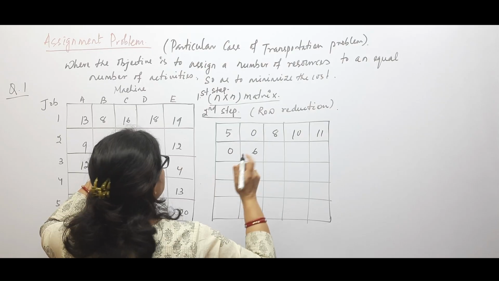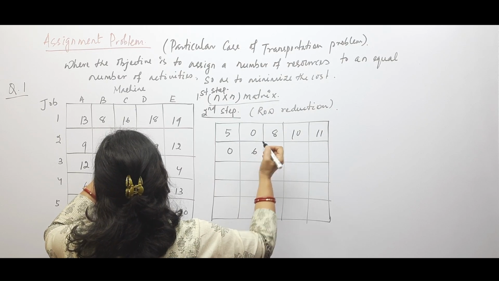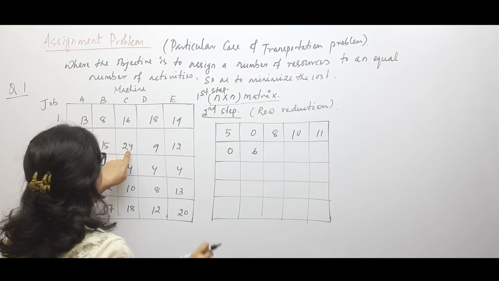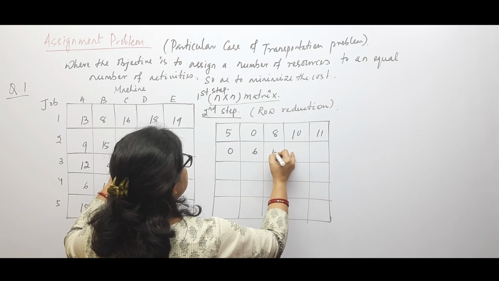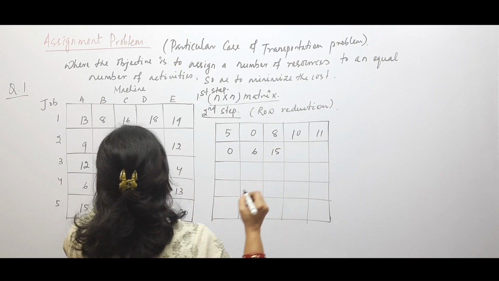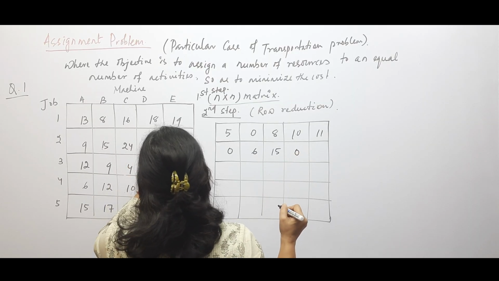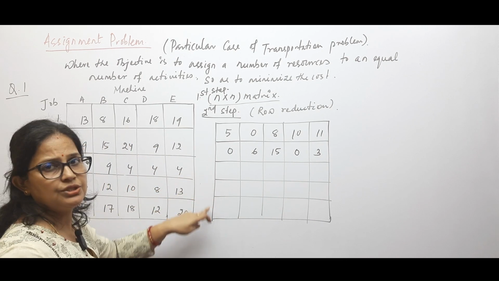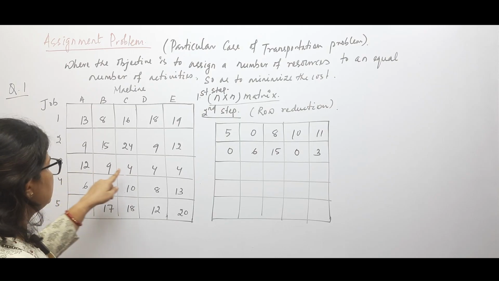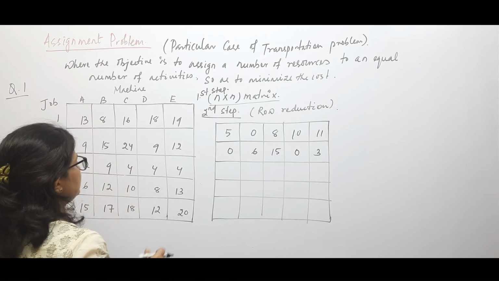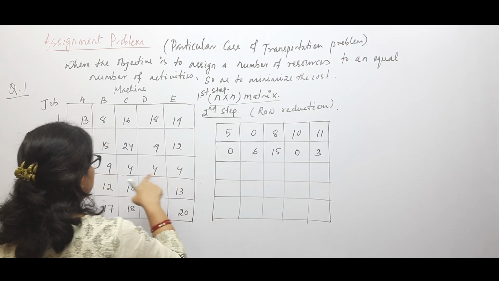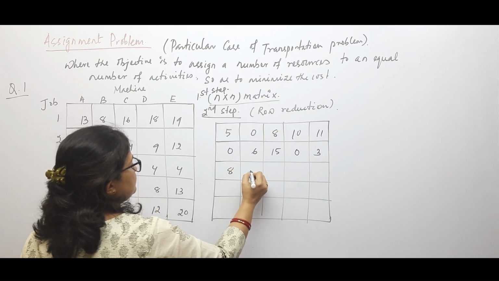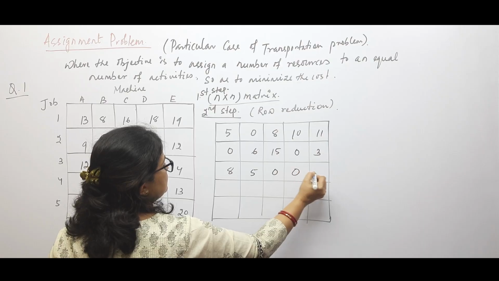Then 24 minus 9. 24 minus 9 is equal to 15. 9 minus 9 is 0. Then 12 minus 9 is 3. Like this we have to do for each row. Here, if you see, the smallest is 4. So what I need to do? You need to subtract it: 12 minus 4 is 8. 9 minus 4 is 5. Then 0, 0 and 0.